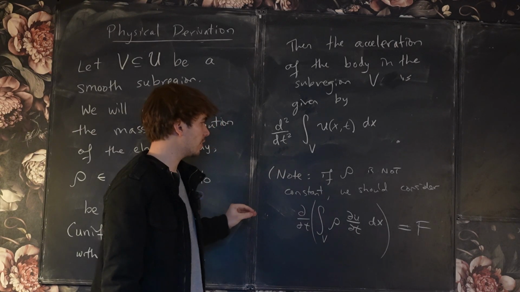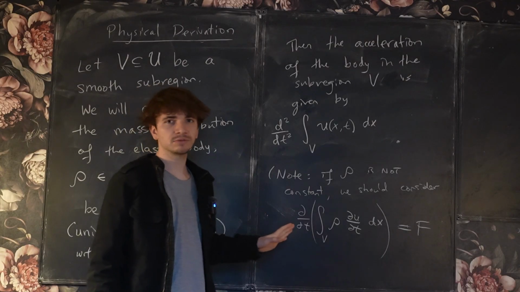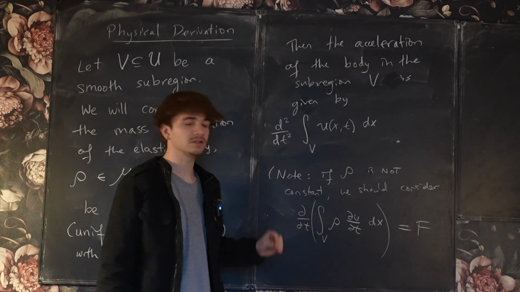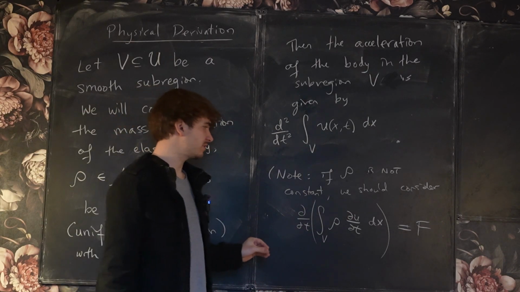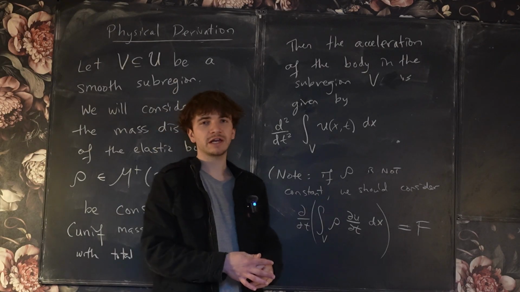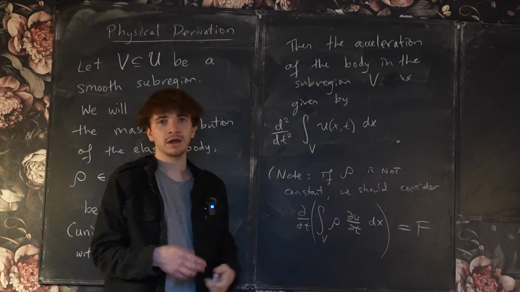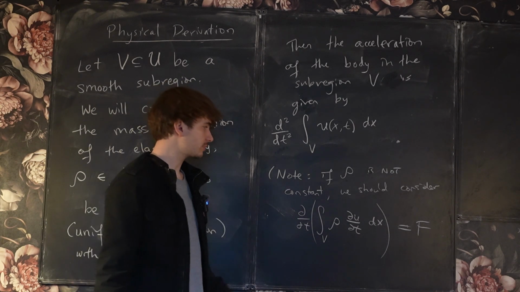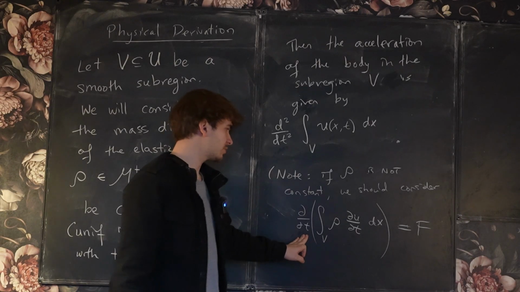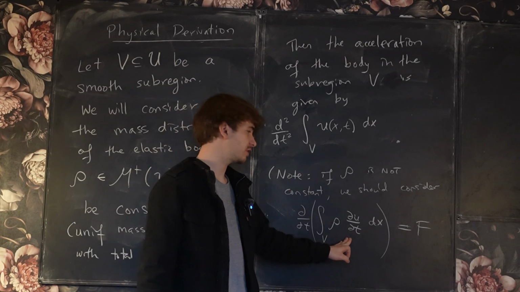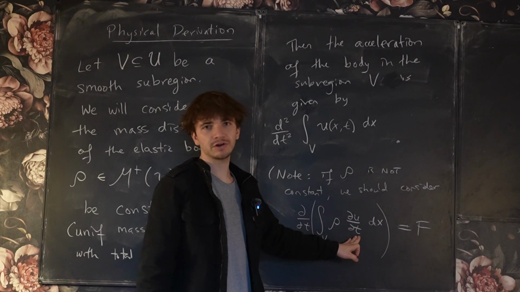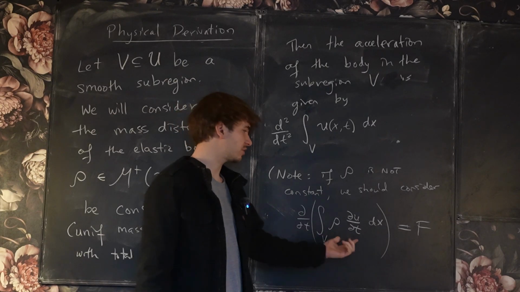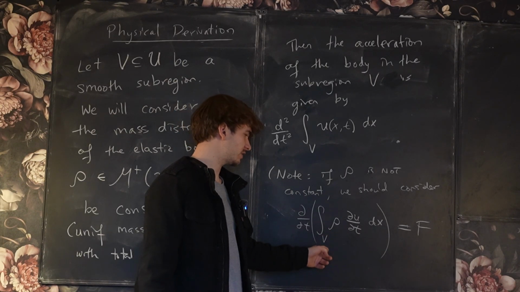Okay. Now, I will note that if we relax this assumption on the mass distribution, and we assume that the mass distribution rho is not constant, then instead of trying to view the force as F equals ma, we want to view the force as the time derivative of momentum, okay? And so we're going to consider the integral of the time derivative of the displacement u weighted against the mass distribution. So this will give us the momentum within this subregion.